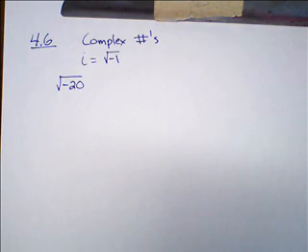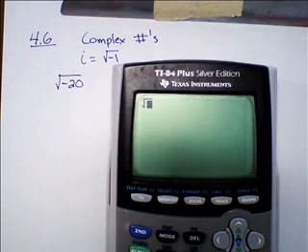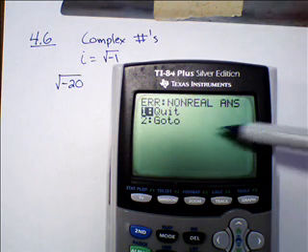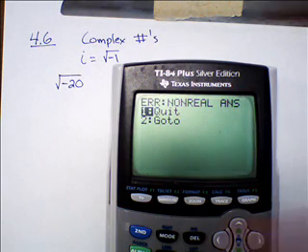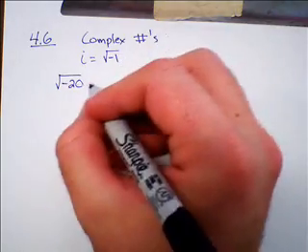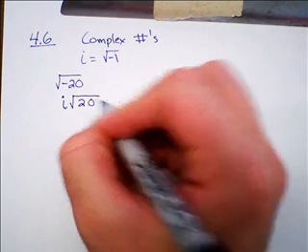So if you type this into the calculator, negative square root of 20, it's going to get you an error. It says non-real answer, because there's nothing that's real that's going to get us that solution. So we have to take out an imaginary number. So if I take out an imaginary number, I just have a positive 20 left inside.